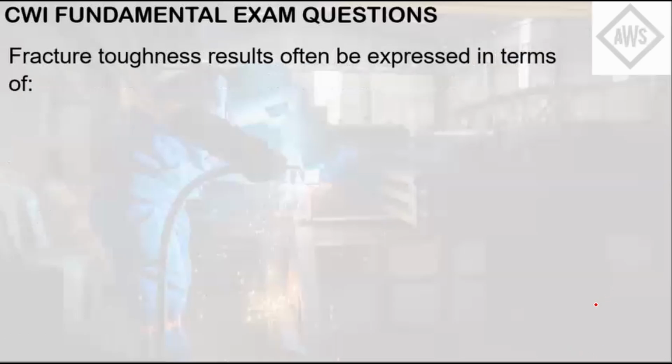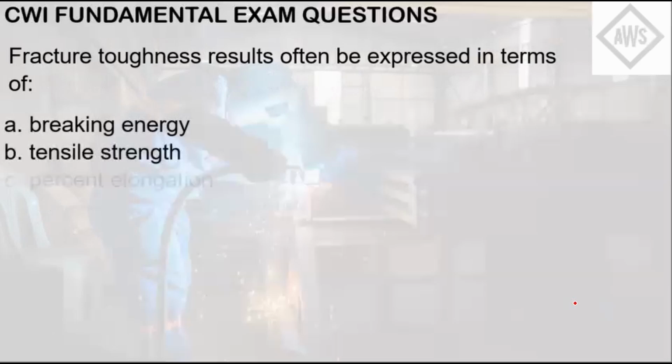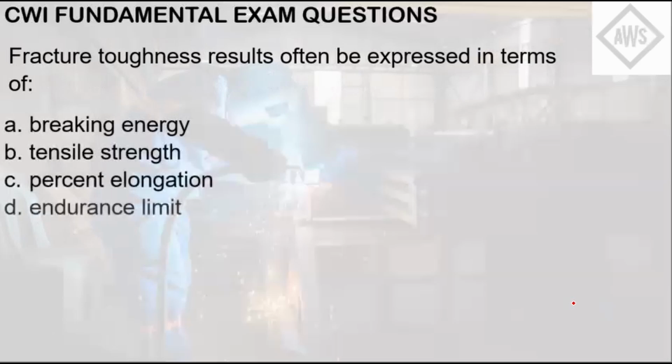Fracture toughness results often be expressed in terms of letter A, breaking energy. Letter B, tensile strength. Letter C, percent elongation. Letter D, endurance limit. Letter E, reduction of area.